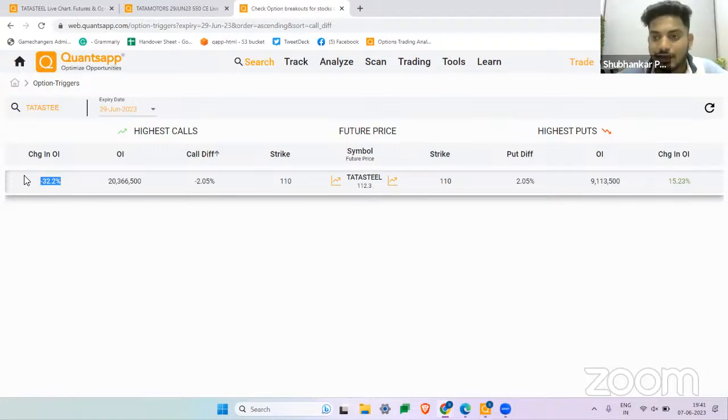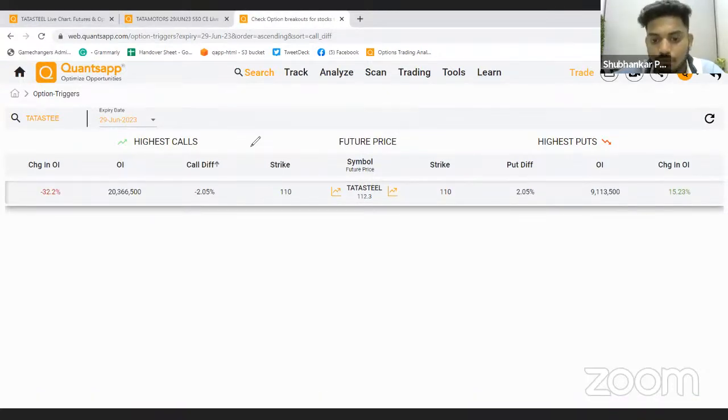So Triggers is the analytic from where you can easily identify such moves. You can pick up the moves basically. Simple. All you need to do is just open Triggers, look at the call difference, and see where the call difference is negative and where the open interest is unwinding.